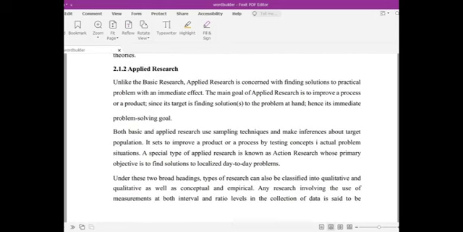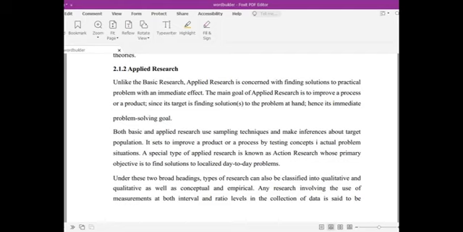Both basic and applied research use sampling techniques and make inferences about target population. It sets to improve a product or a process by testing concepts in actual problem situations. A special type of applied research is known as action research, whose primary objective is to find solutions to localized day-to-day problems. Take note of that, day-to-day problems.